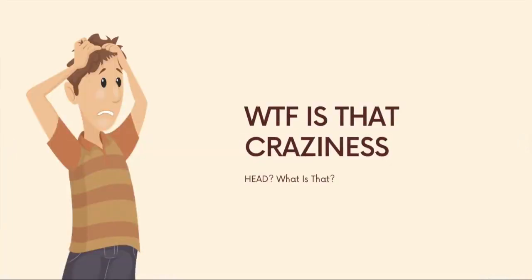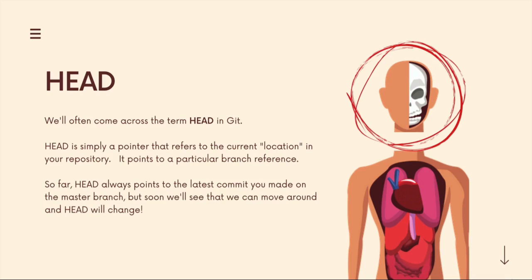So what exactly is that thing? HEAD in all caps, what does it mean? Well, it's just a term in Git. Specifically, it is a pointer that refers to our current location in the repository, and it points to a particular branch reference. So there's some terminology in there, branch reference, we have not discussed. So I'm going to break it down here.